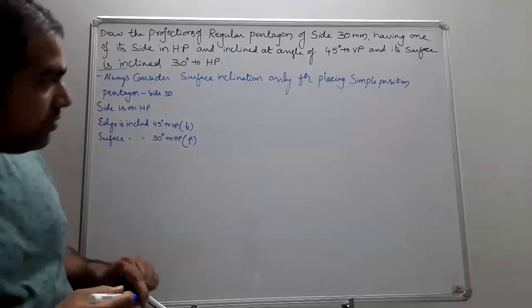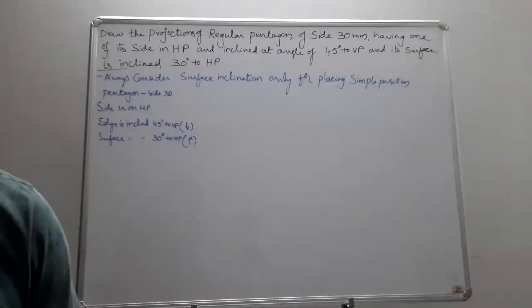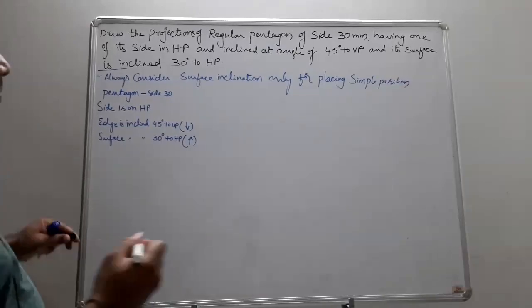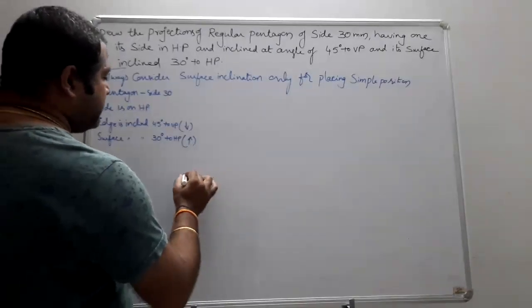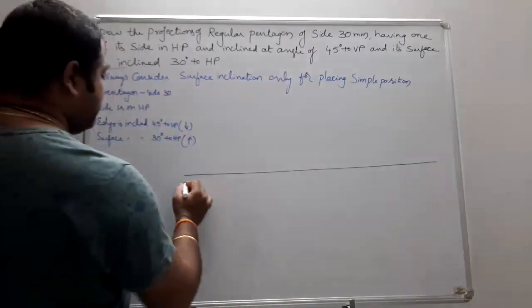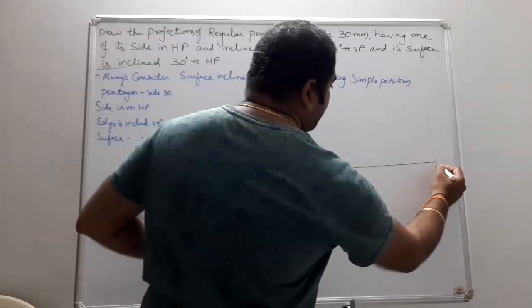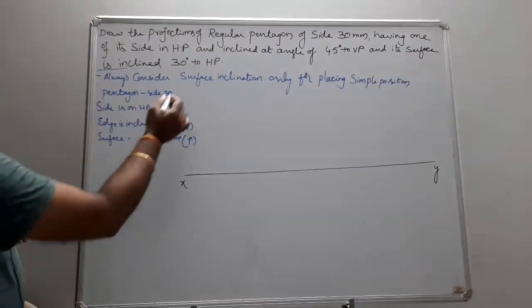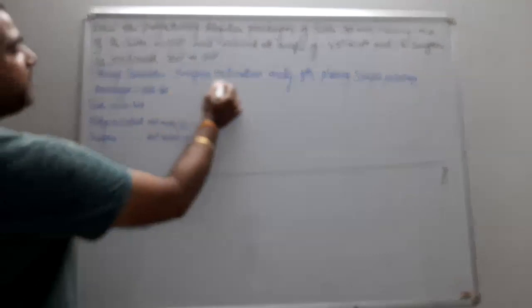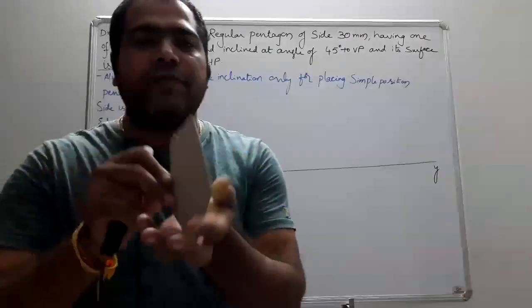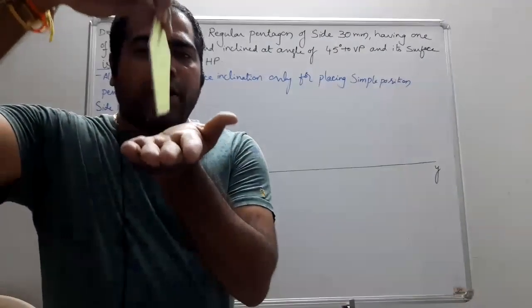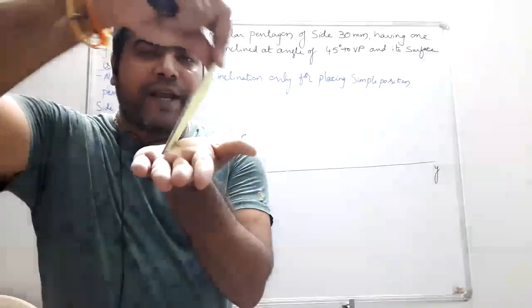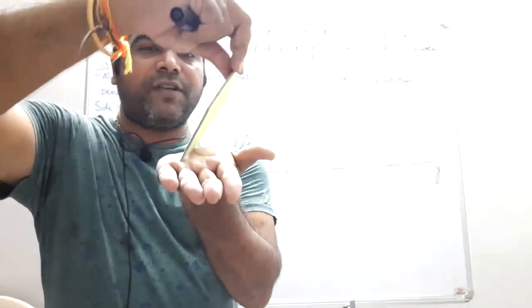Now let us see. Let me try here whether it is obtained. First of all, I just take my XY. So first, what are you going to consider? Surface inclination only for placing simple position. What is the surface inclination? That is 30 degrees to HP. So let us consider one of the edges resting on HP, making an angle of 30 degrees to HP. So this is surface inclination.